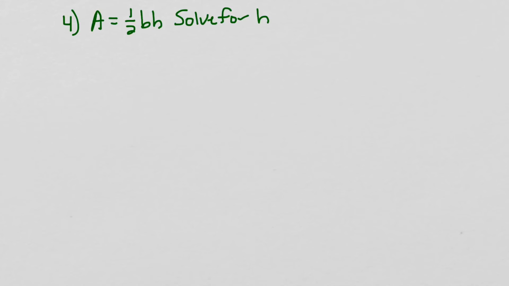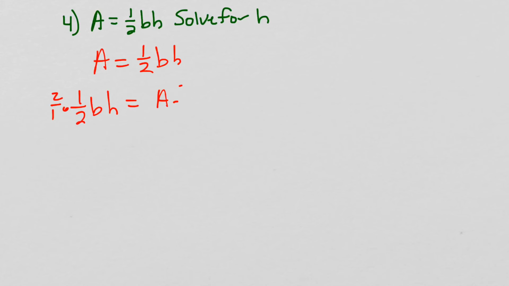All right, I'm going to solve for h. So I'm going to write A is equal to 1/2 bh. I'm going to ask the question, is the h on the left? It's not. So I'm going to use the symmetric property and get the h on the left. Now I'm going to multiply by 2 over 1. Multiply by 2 over 1. So I have bh is equal to 2A.